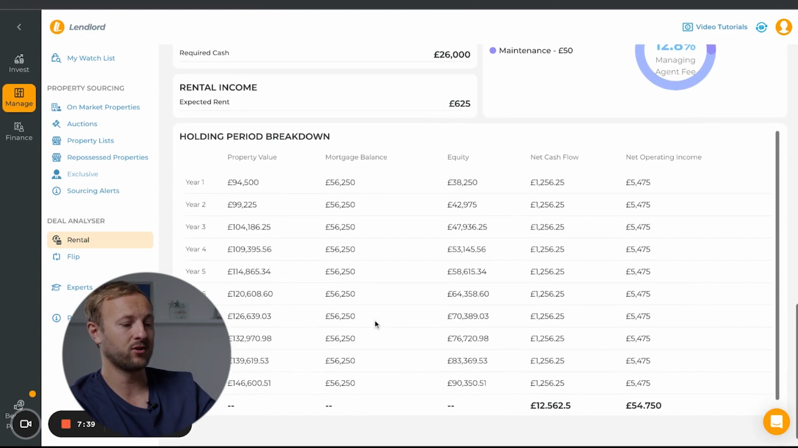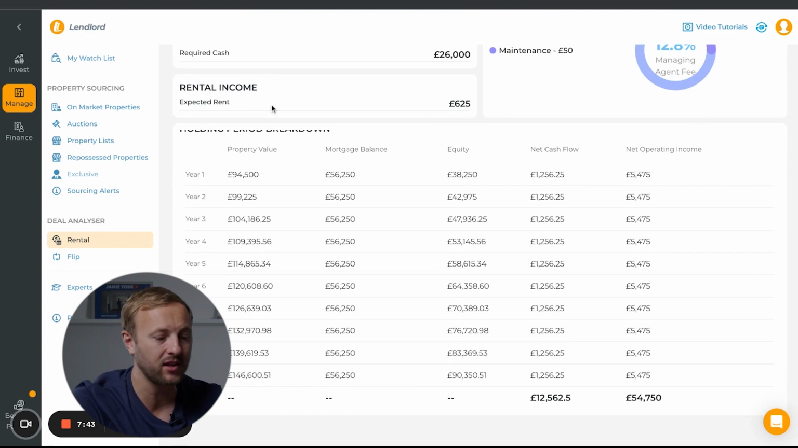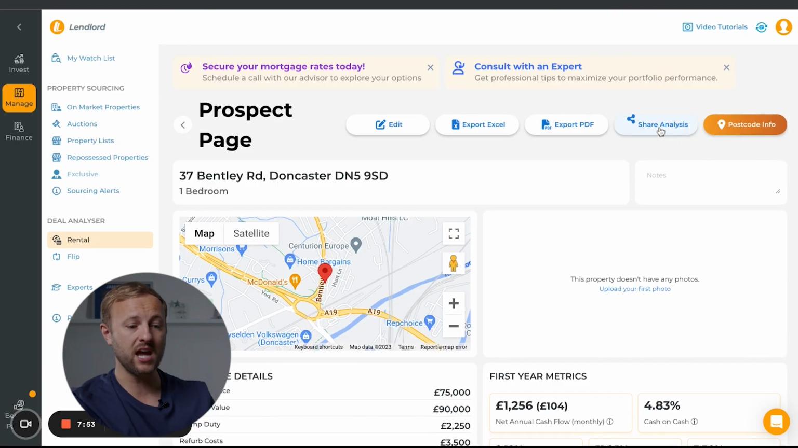And again, look at this, a holding period breakdown where it breaks absolutely everything down. Now, if that doesn't turn you on, I don't know what will. But seriously, the thing that I love about this is you can do a load of things off the back of this. So you can share the analysis with other people and send it to somebody.